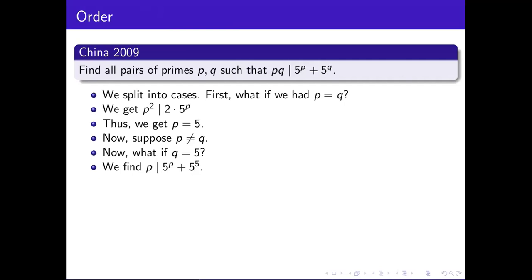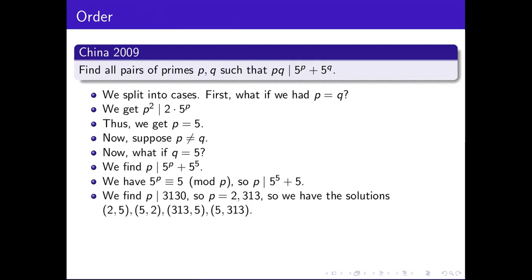Now we recall that by Fermat's little theorem, 5 to the P is equivalent to 5 mod P, right? So then we just replace 5 to the P with 5, and then we get P divides 5 to the 5 plus 5. So then we just calculate 5 to the 5 plus 5, and that's 3,130. And then we have that P is either 2 or 313, because remember, P doesn't equal Q, so P is not 5 here. So then we get our 4 solutions, right?